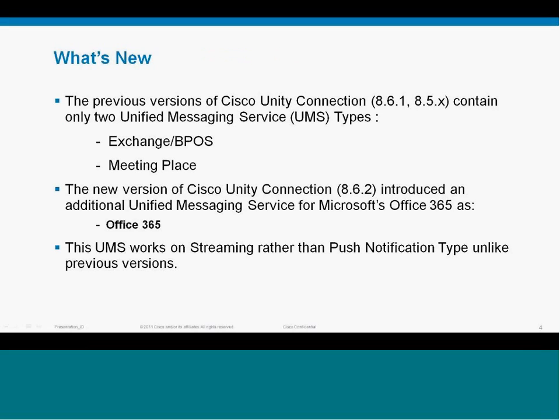What's new? The previous versions of Cisco Unity Connection, that is 8.6.1 and 8.5.x, contain only two unified messaging service types, Exchange or BPOS and MeetingPlace. The new version, 8.6.2, introduced an additional unified messaging service for Microsoft Office 365 as Office 365. This UM service works on streaming rather than push notification type, unlike previous versions.